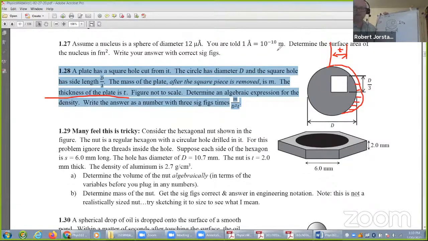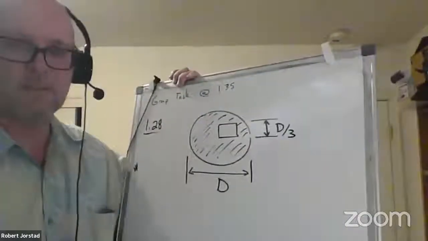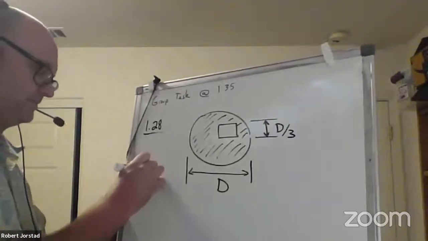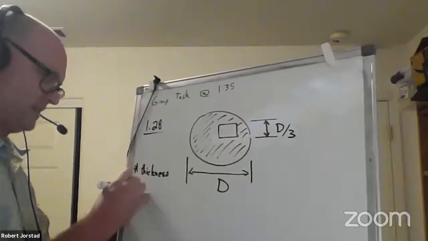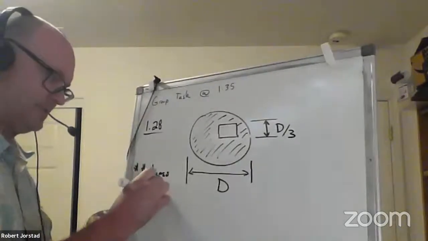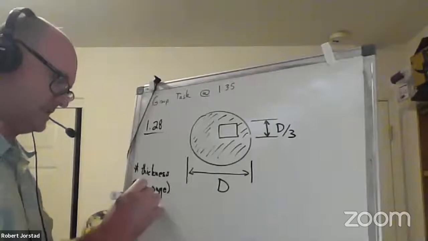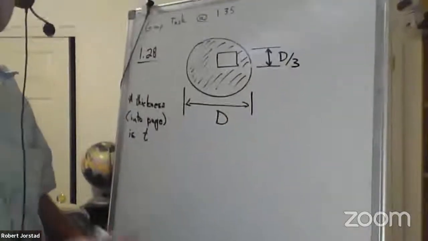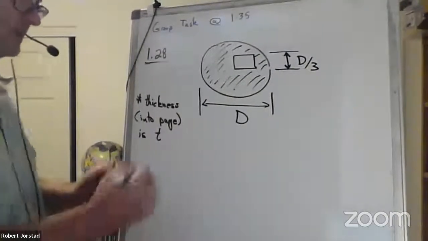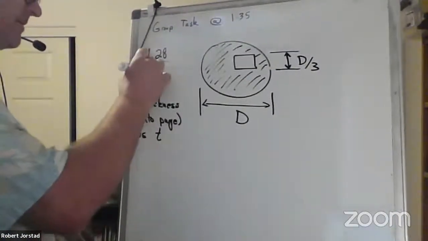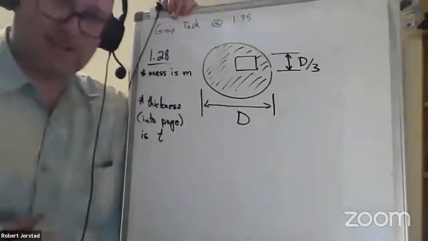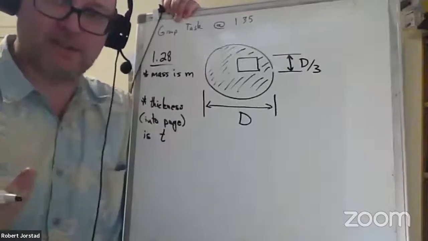So rather than do that, let's just clear that. So it looks something like this. So we're told thickness, and that's the dimension into the page, is T. All right, that's cool. And we're told the mass is M.